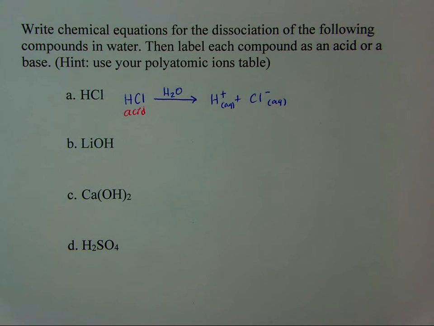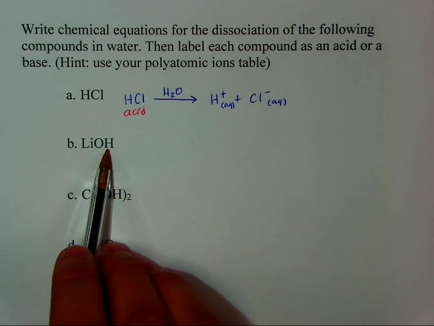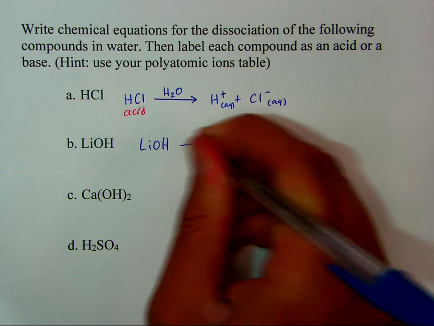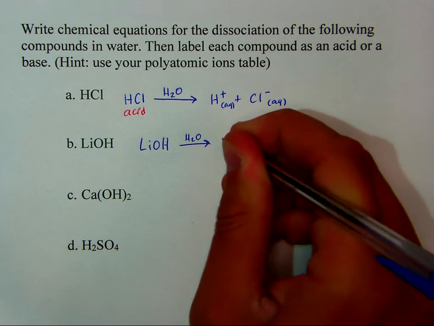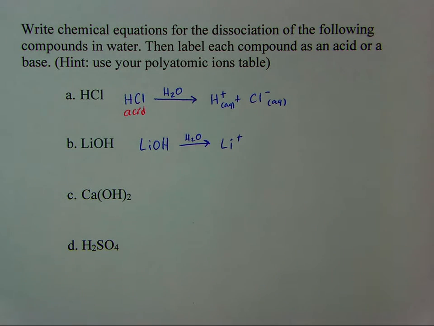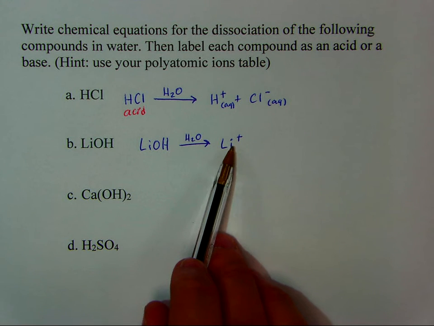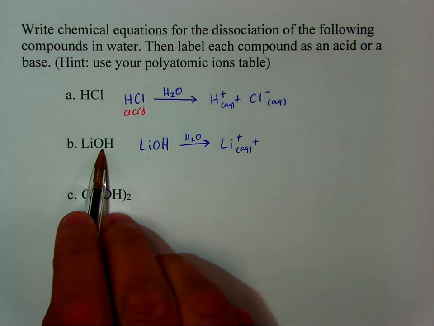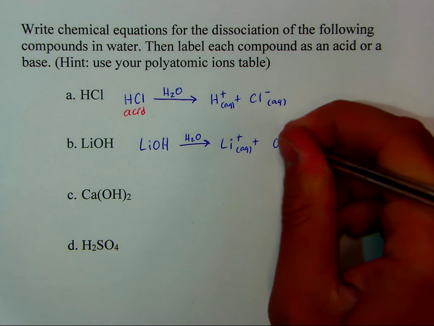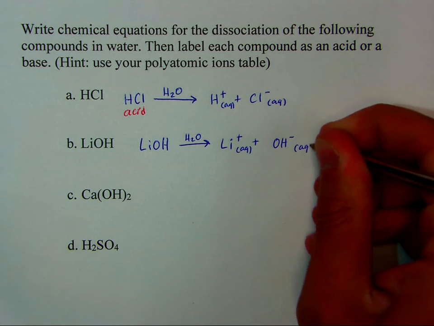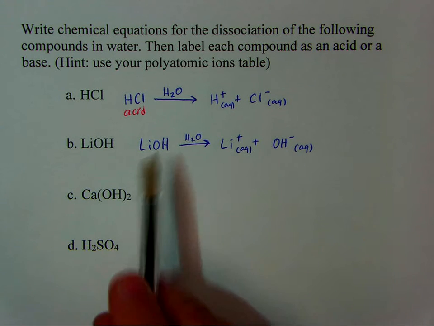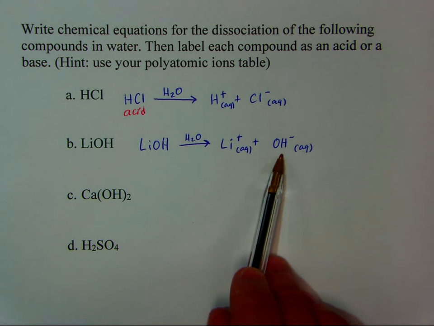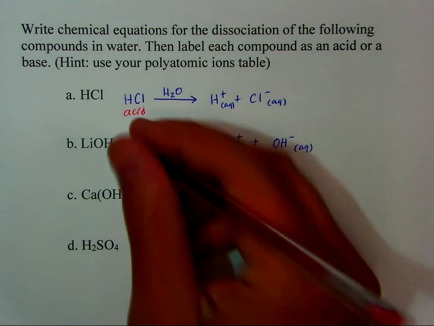Okay, let's work through the other ones. They're kind of similar. Here we've got lithium hydroxide. Lithium is going to be the cation. So upon dissolving, we get lithium cation. Again, we know from the octet rule that we're going to form a lithium plus ion. And the other ion is hydroxide, OH-. That one is in your polyatomic ions table as well. We can see when lithium hydroxide gets dissolved in water, it produces hydroxide ions. That means it's behaving like a base.